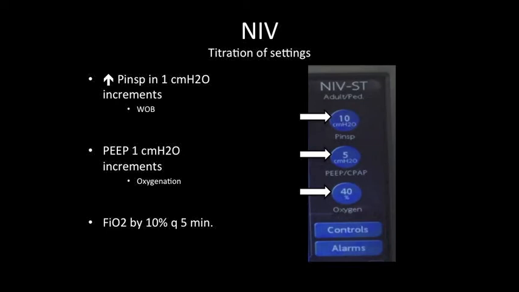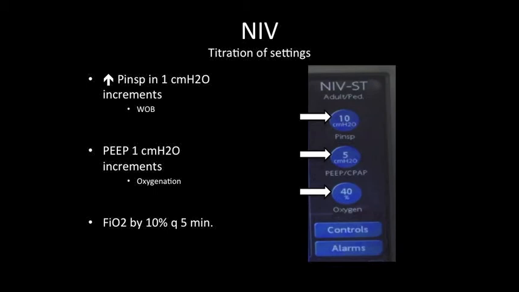Increase PEEP in 1 centimeter of water pressure increments if oxygenation is inadequate. Also note that pressures greater than 10 centimeters of water pressure will rarely be tolerated. It is important to note that total inspiratory pressures, that is, the sum of the inspiratory pressure and the PEEP, of greater than 25 centimeters of water pressure lead to passive esophageal opening and should be avoided.